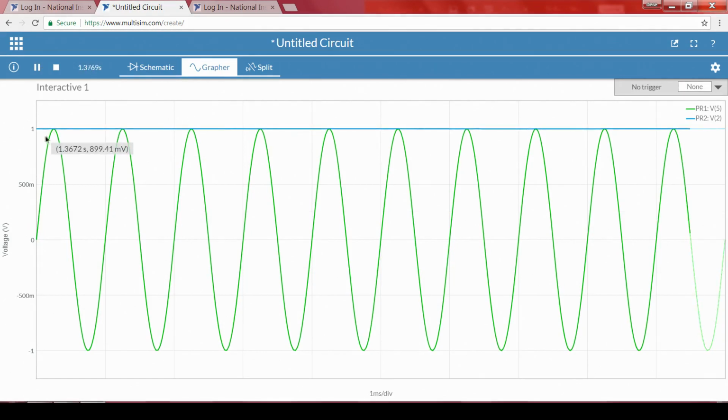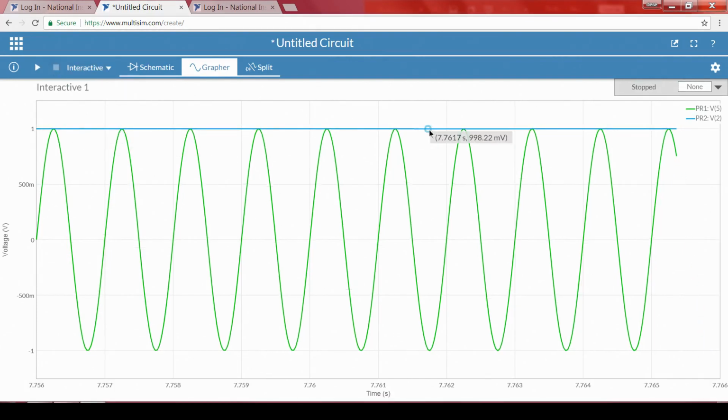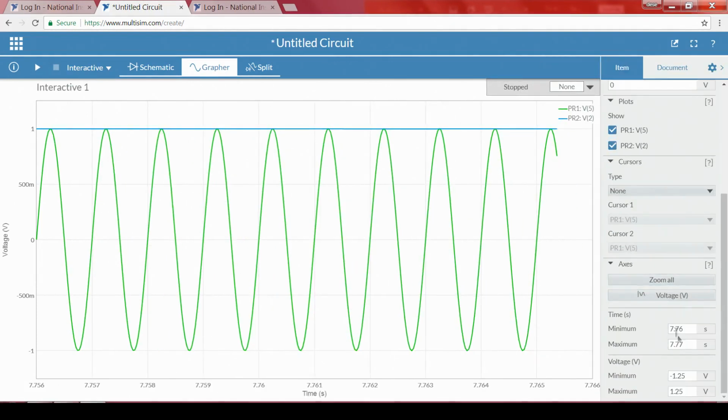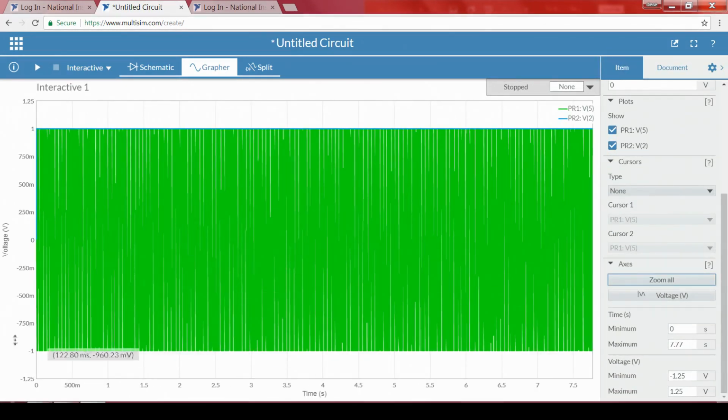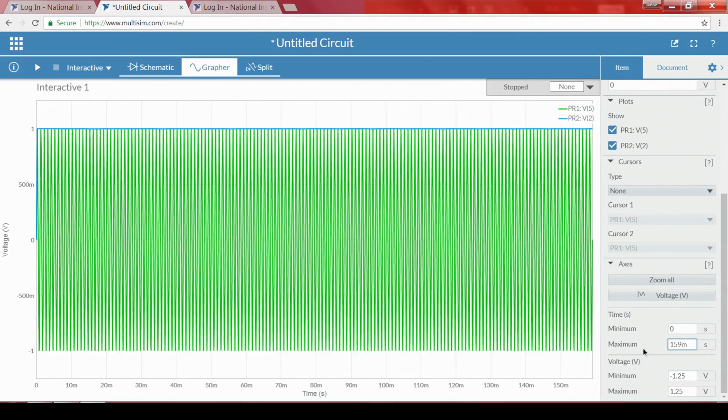What we can see is the green is the input and the blue is the output, and the output is always showing 1. Let me stop it. If it is showing 1, how do we understand it? Now, if I zoom all, and let me zoom only to this particular portion somewhere around 159 milliseconds, and even to 10 milliseconds I will zoom.